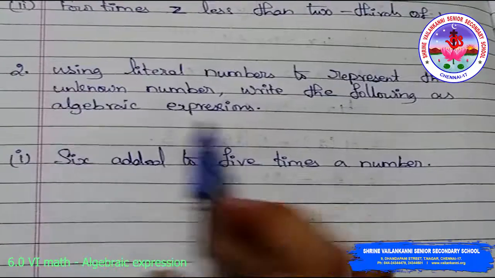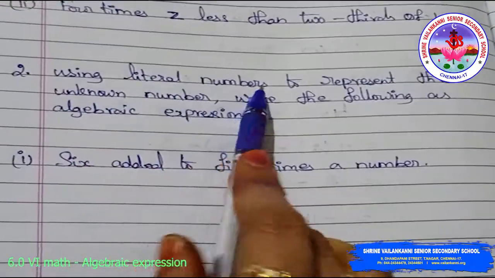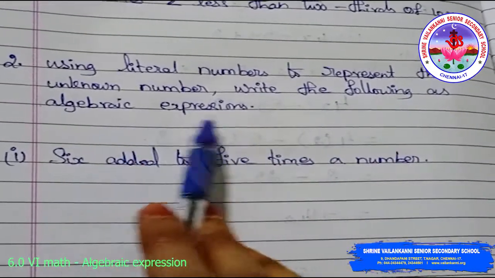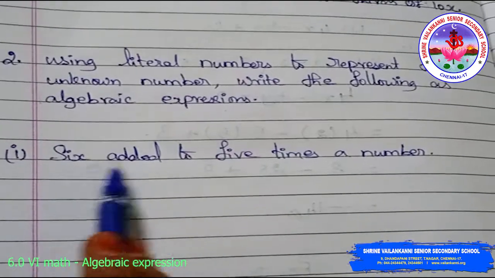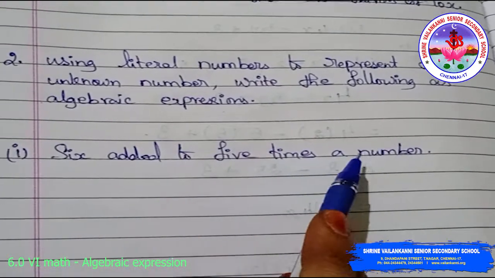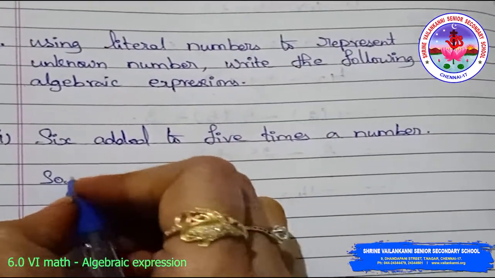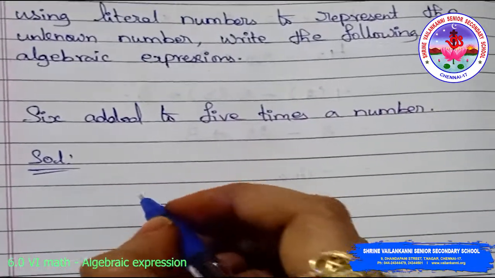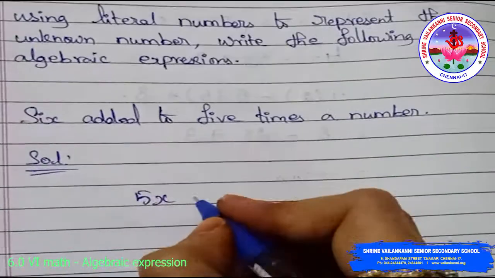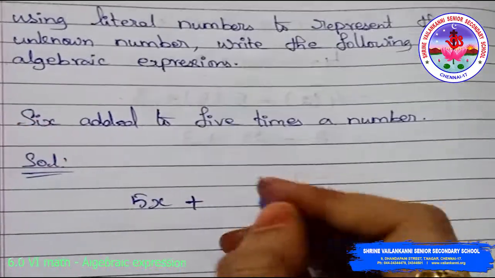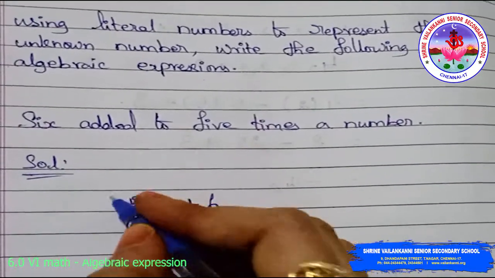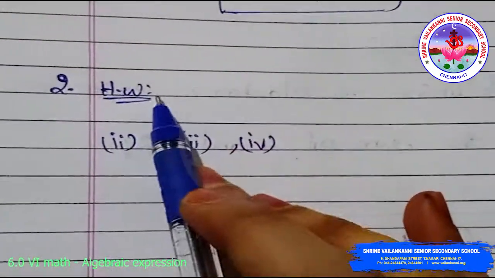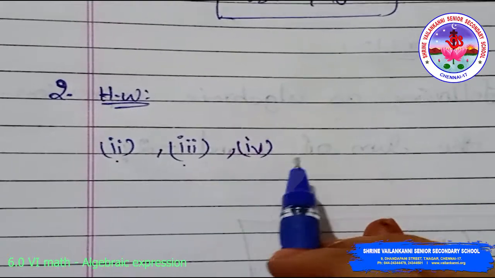Second question, using literal numbers to represent the unknown number. Write the following as an algebraic expression. The question is 6 added to 5 times a number. Solution. 6 is added to 5 times a number. 5 times means 5x, added, that is addition, 6. So 5x plus 6 is the expression. Second question, homework sum: second Roman, third Roman and fourth Roman.